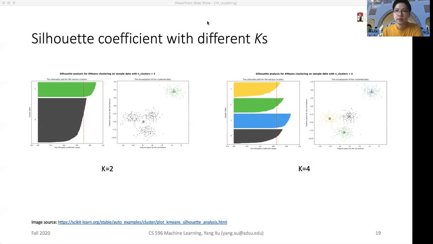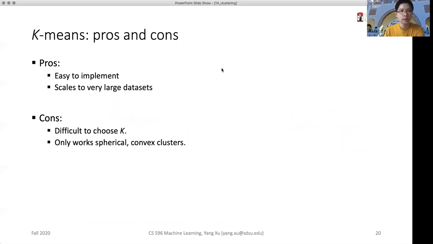Okay, so that is the evaluation for the clustering algorithm. Okay, so let's look at the k-means. Overall speaking, it has pros and cons. It's easy to implement, and it also scales very well to large data sets. And the cons, the disadvantages, are also salient.